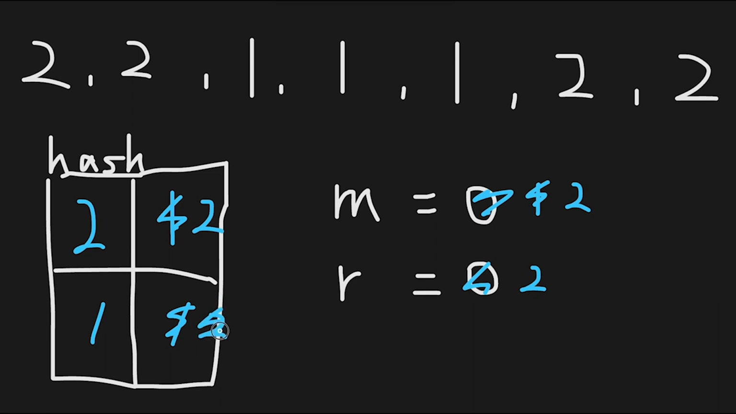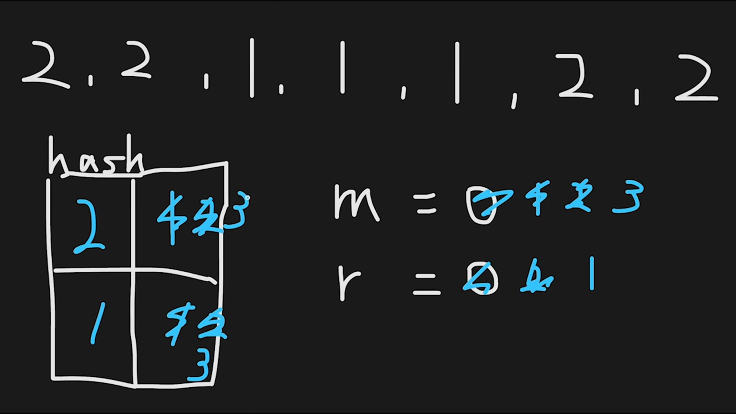Again we find 1. Now we have 3 for 1 and compare with the majority, and now 3 is greater than the majority 2. So update majority to 3, and then the result variable should be the current value 1. So change the result variable to 1, and then move next. Again we find 2, so update the hash map. Now we have 3 for 2, and compare with the majority, 3 versus 3, so they are the same, so we don't do anything. And then move next.